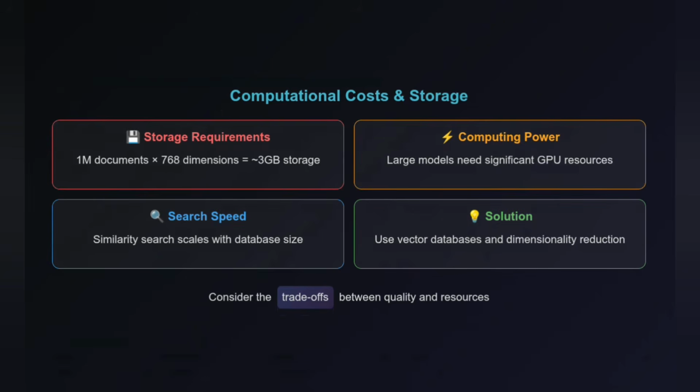High-dimensional embeddings require significant storage and computation. 1 million documents with 768 dimensional embeddings need about 3 gigabytes of storage. Consider the trade-offs between embedding quality and computational resources.